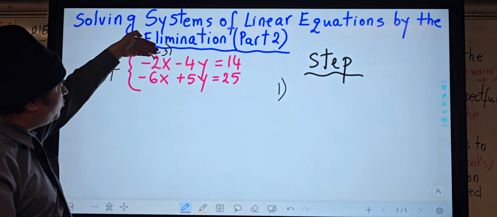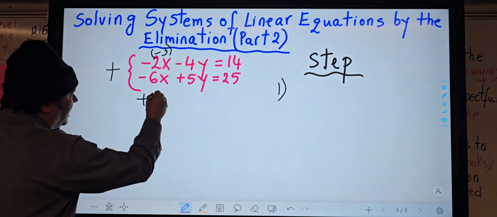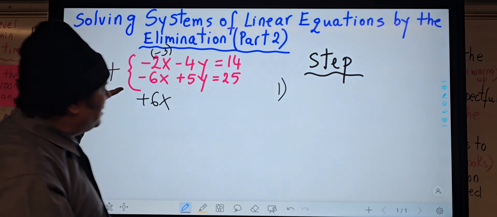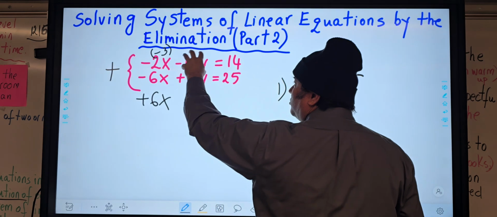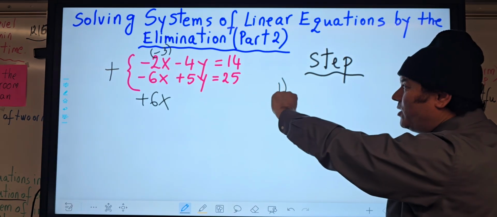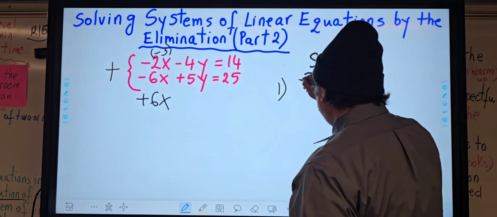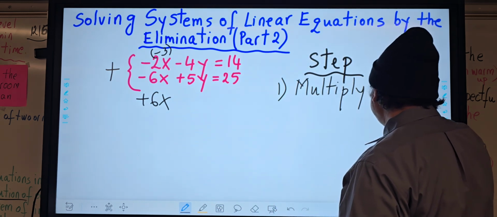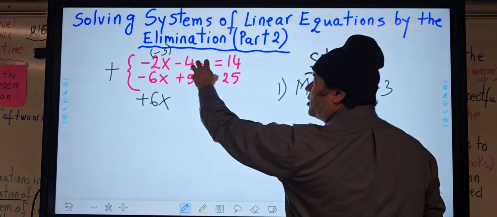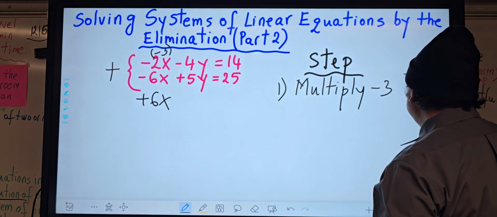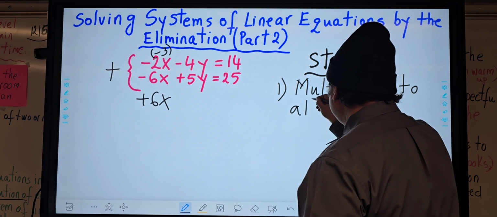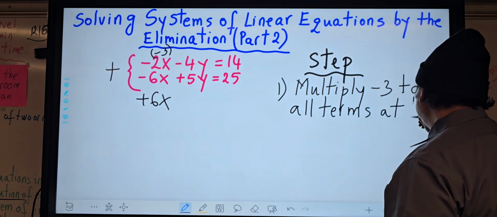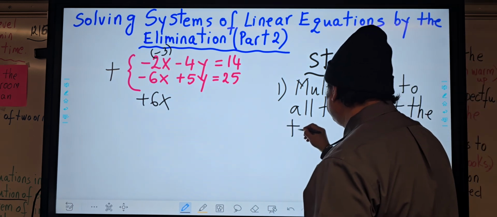Negative 2x times negative 3 becomes positive 6x, right? And now we can cancel the x's. But remember, whatever we do to one term, we need to do to all the terms in the top equation. So, step number 1, multiply negative 3 to all terms of the top equation.